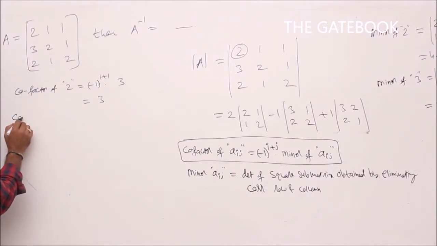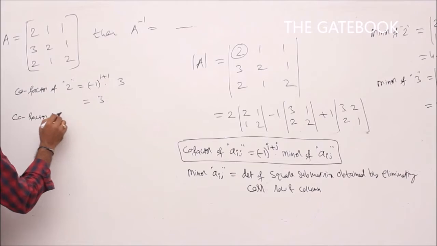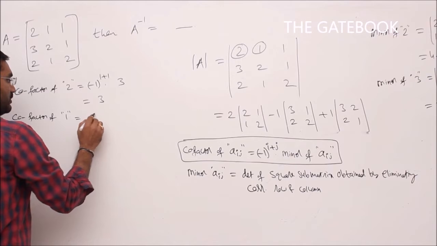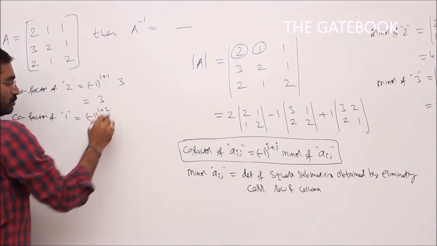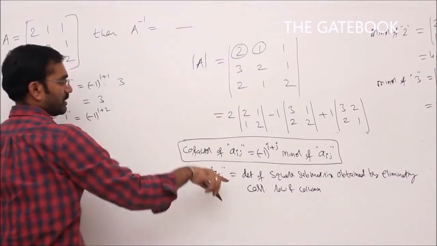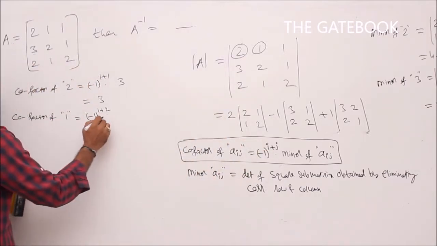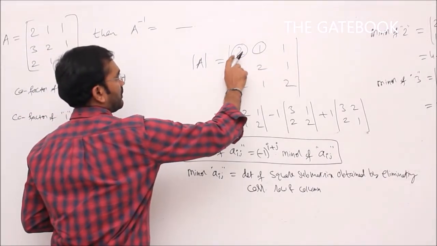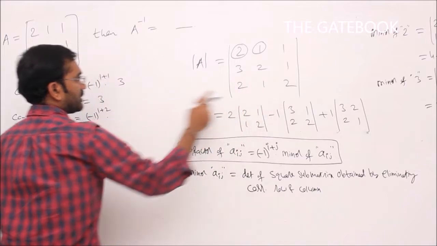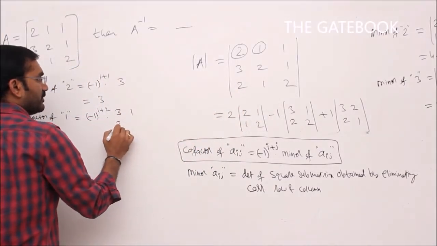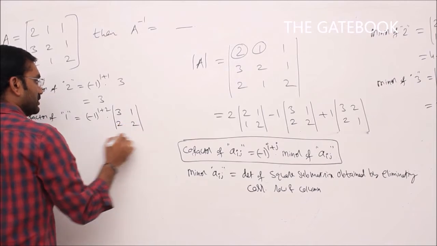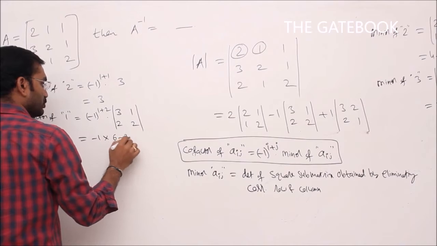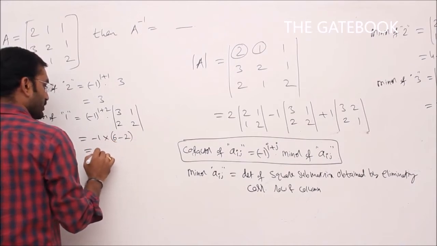Similarly, what is the cofactor of this element 1? It is obtained by applying minus 1 whole power 1 plus 2, since that is the element of the first row, second column, so i value 1, j value 2, into the corresponding minor. What is the minor of this element 1? Eliminating the first row and second column and finding the det of the remaining square submatrix, we will get 6 minus 2, that is equal to 4. So we will get minus 4.